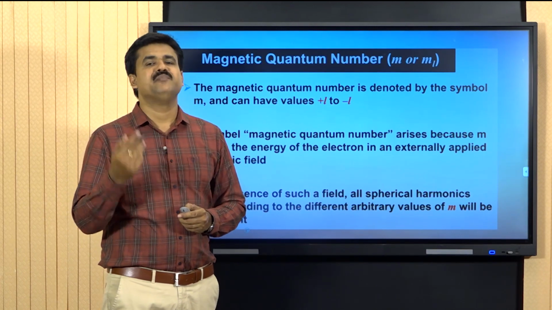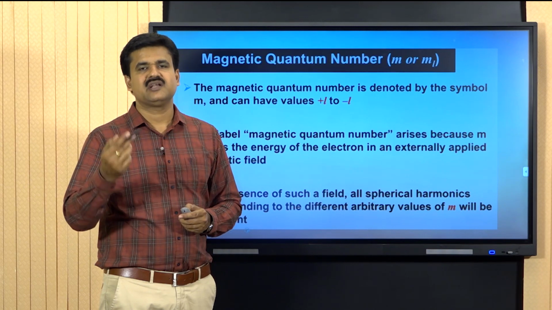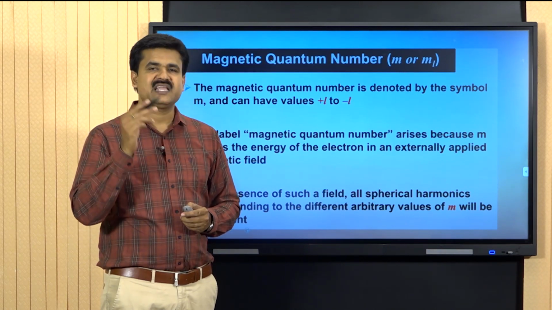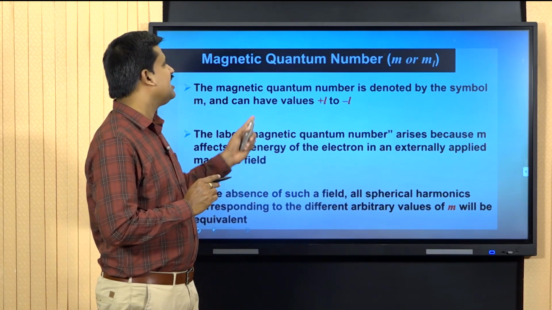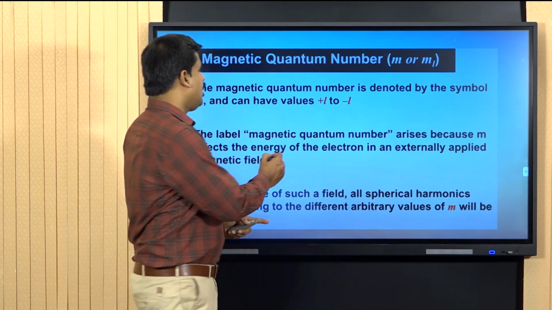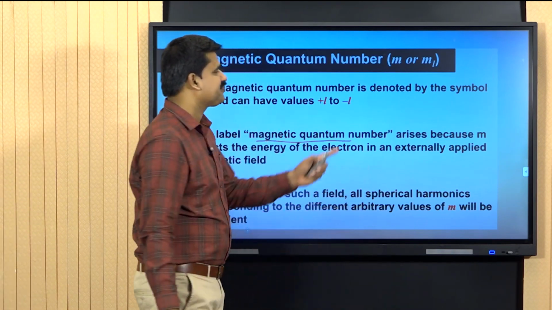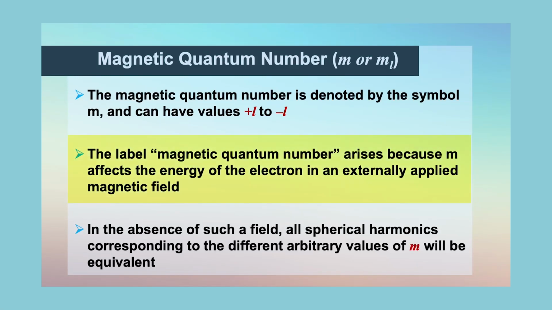For that, m is equal to minus 2, minus 1, 0, plus 1 and plus 2. That is, from minus 2 to plus 2, all values are there. So, that represents the magnetic quantum number. The label magnetic quantum number arises because m affects the energy of the electron in an externally applied magnetic field.